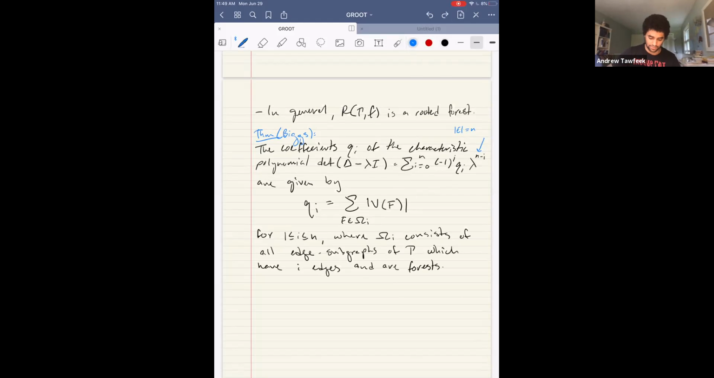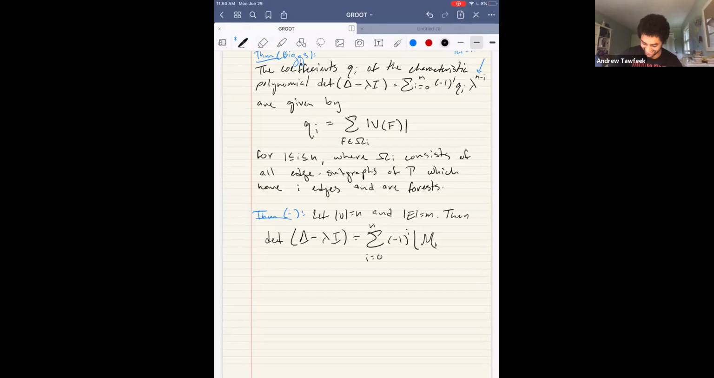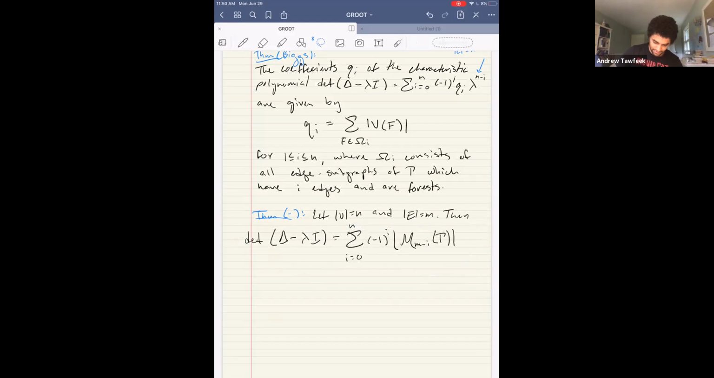So this leads to the following result. Consider a graph gamma. Well, we've been considering the entire time a graph gamma. So let V equal n and E equal m. Then the determinant of the Laplacian minus lambda I, so basically the characteristic polynomial, has this very convenient form: the sum of (-1)^i times the count times lambda^(n-i).